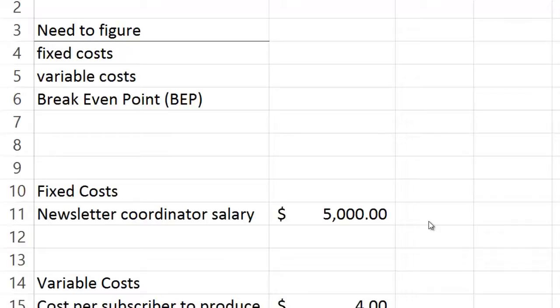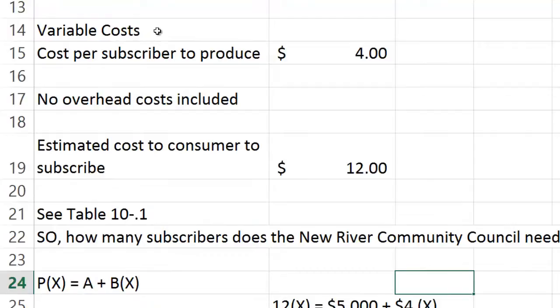So fixed cost $5,000. That's just what the information is that we're given. So what's the variable cost? The variable cost is the cost per subscriber to produce the newsletter. So what we're told is that it will cost $4 to produce each individual newsletter.